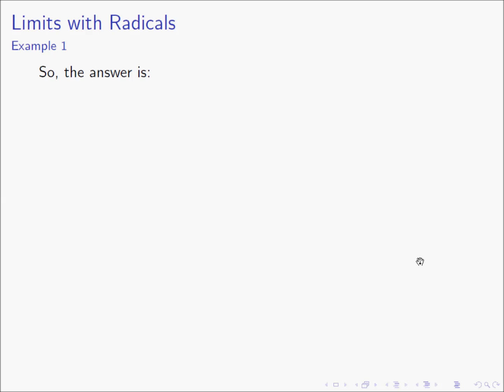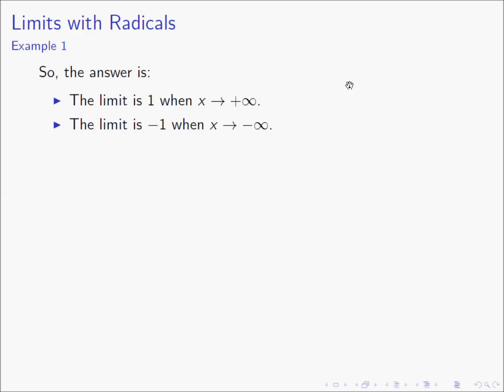So the real final answer now is the limit is 1 when x approaches positive infinity, and the limit is minus 1 when x approaches negative infinity. And we can see this fact in the graph of this function. We can see that when x approaches positive infinity, the function approaches 1. And when x approaches negative infinity, the function approaches minus 1.